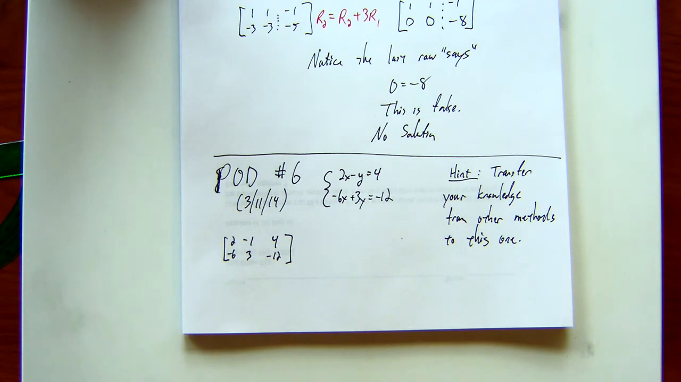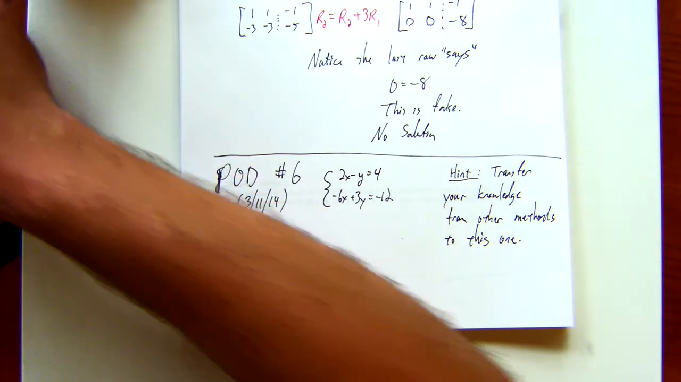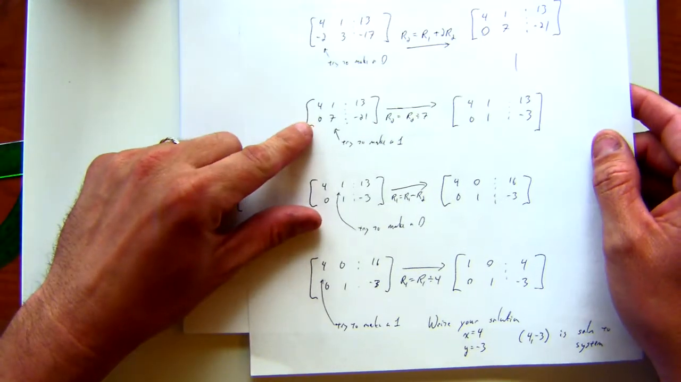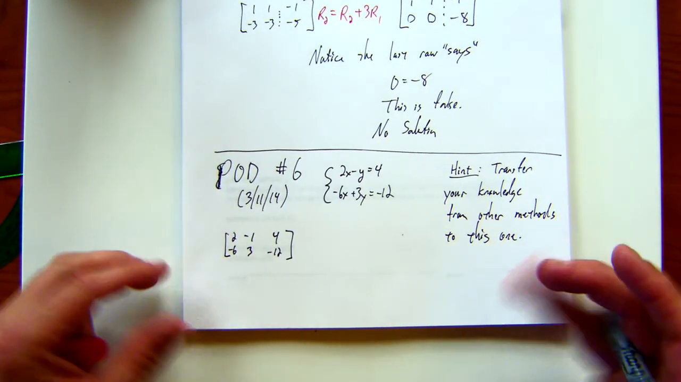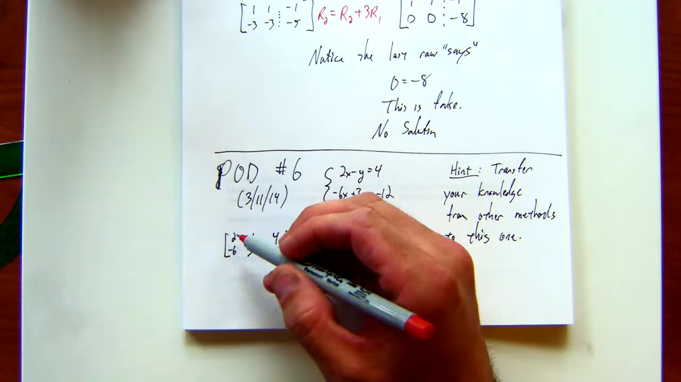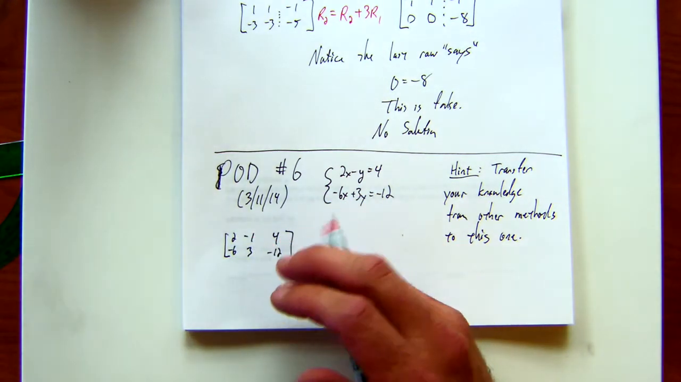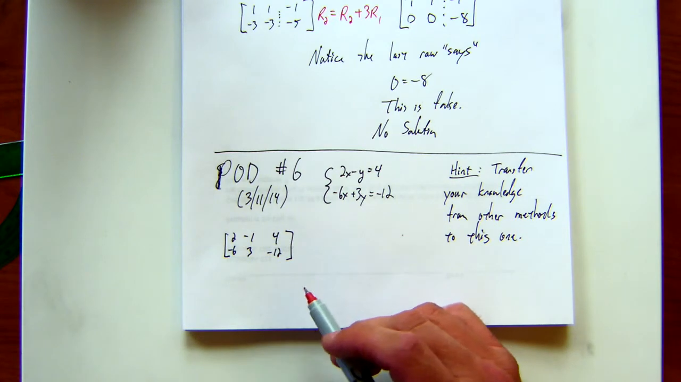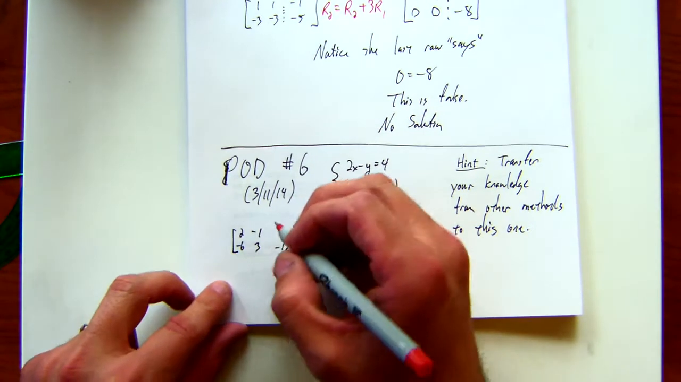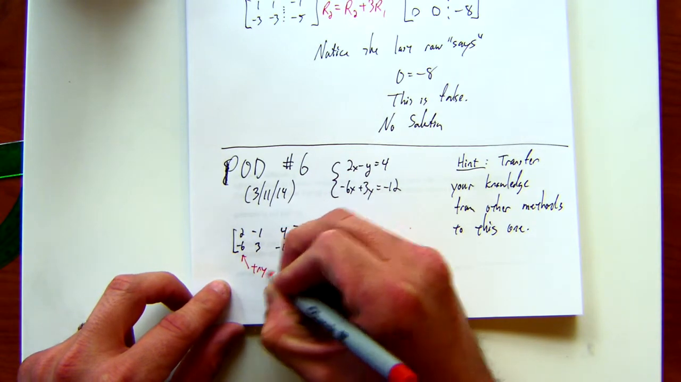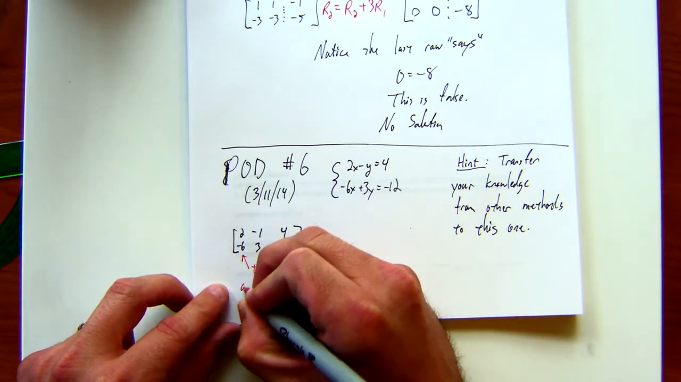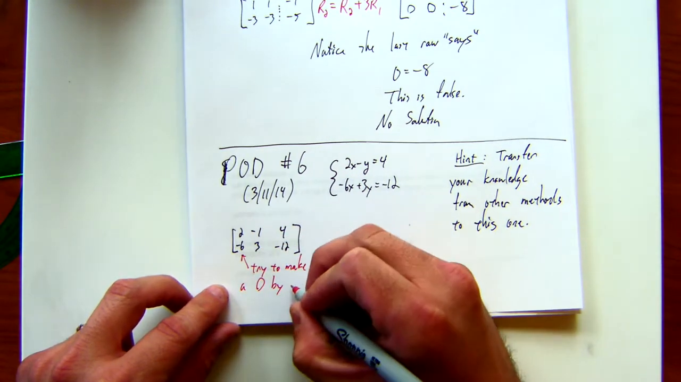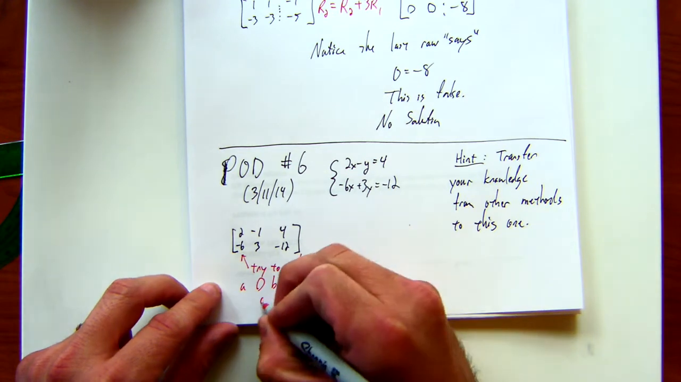Now, you're stuck right here. Remember, in the example, what did I suggest to try to do first? So the suggestion now, it may not always work. You may want to make this a 1 first. In fact, if you're looking at the slides, or if you're looking in your book, that's the way the book does it. But you don't have to do it that way. My suggestion is try to make this a 0 by a row operation.